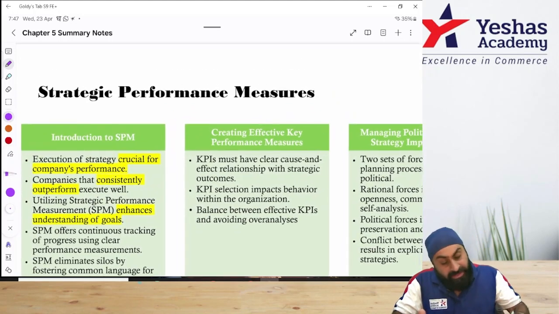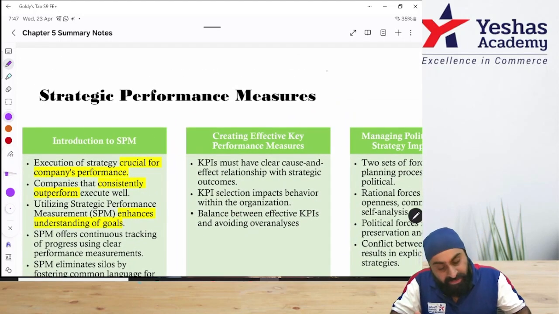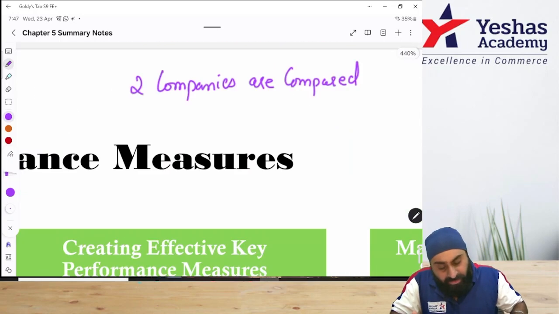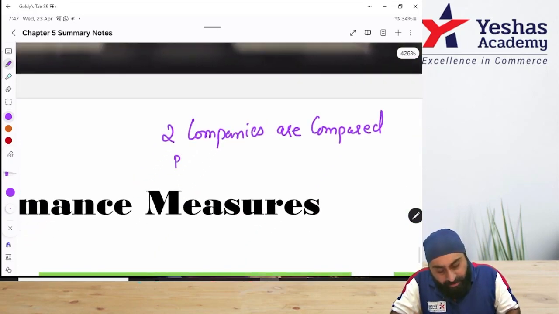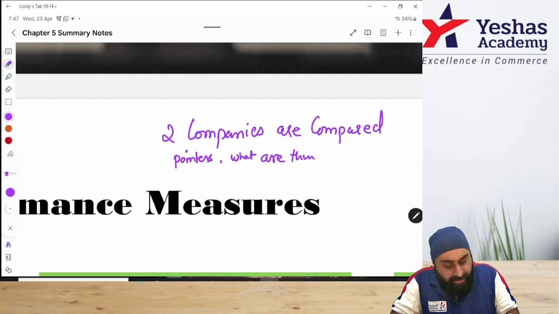See, what is strategic performance measure? When two companies are compared, they're compared on pointers, or what are the things that they should be compared upon.